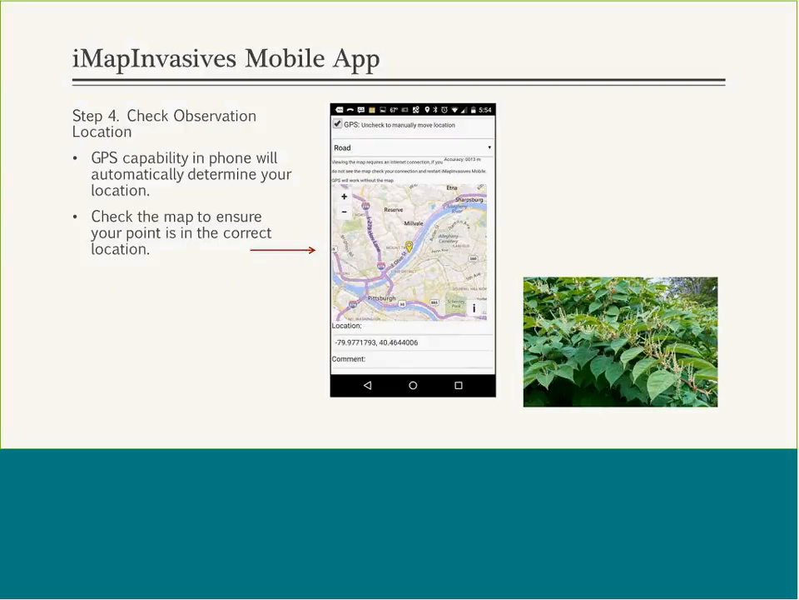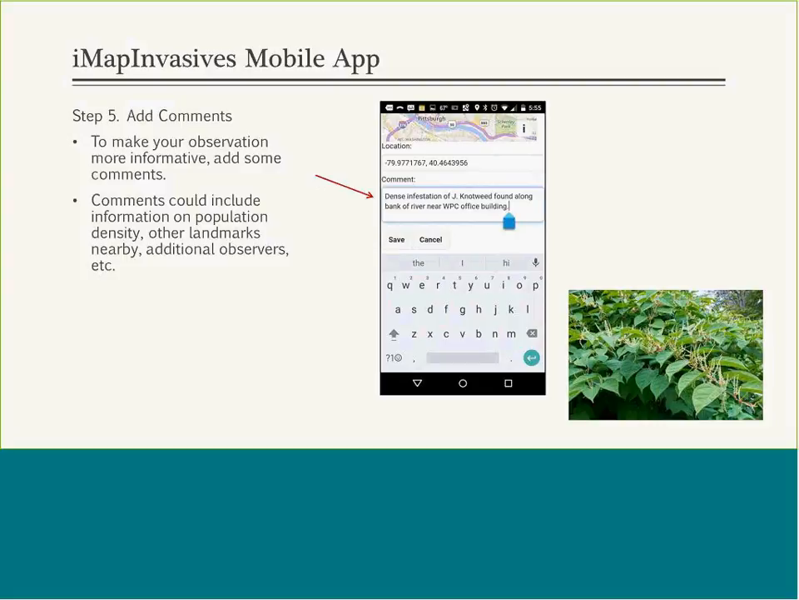So your observation location is going to automatically do its own thing because your phone's going to have that built-in GPS capability. Just double check that that location looks correct, and it does, and you can move on to the next step. That's going to be for including comments. Again, I would encourage the use of the comment box because that's going to help make your observation that much more informative, that much more helpful to other people that might be looking at it. Put in the comments details about the density of the population that you found, some landmarks that might be nearby, additional observers, et cetera.